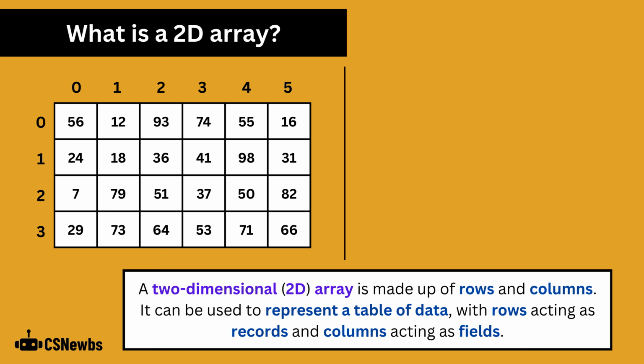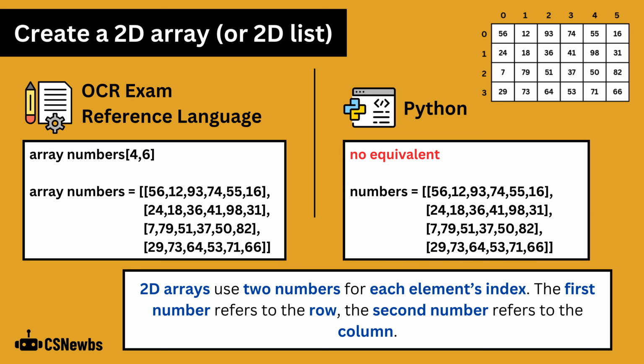A two-dimensional or 2D array is made up of rows and columns. It can be used to represent a table of data, with rows acting as records and columns acting as fields. 2D arrays use two numbers for each element's index. The first number refers to the row, and the second number refers to the column.